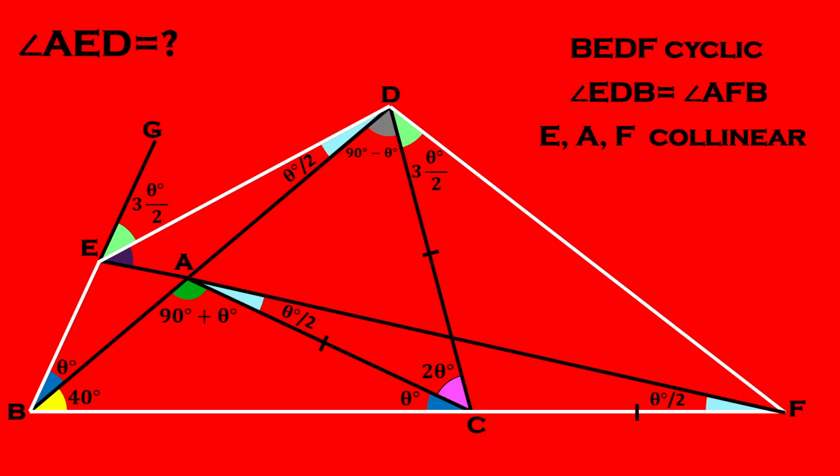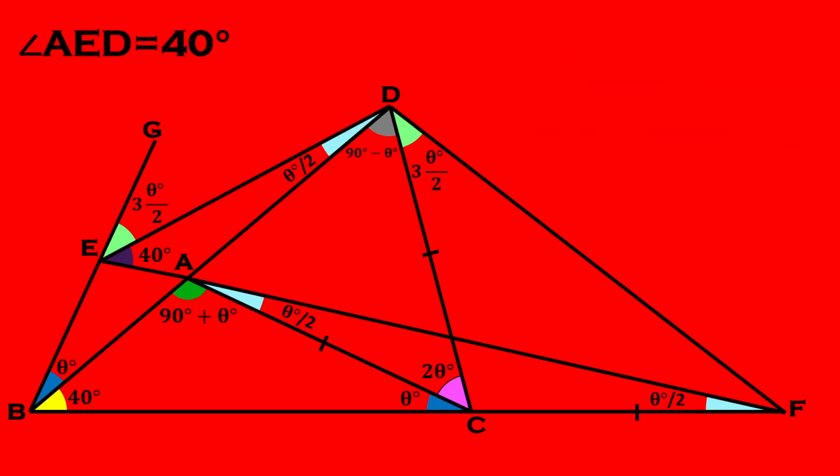Finally, the purple and the yellow angles intercept the same chord DF of this cyclic quadrilateral. Therefore, they must be equal. And so, the missing angle must be 40 degrees.